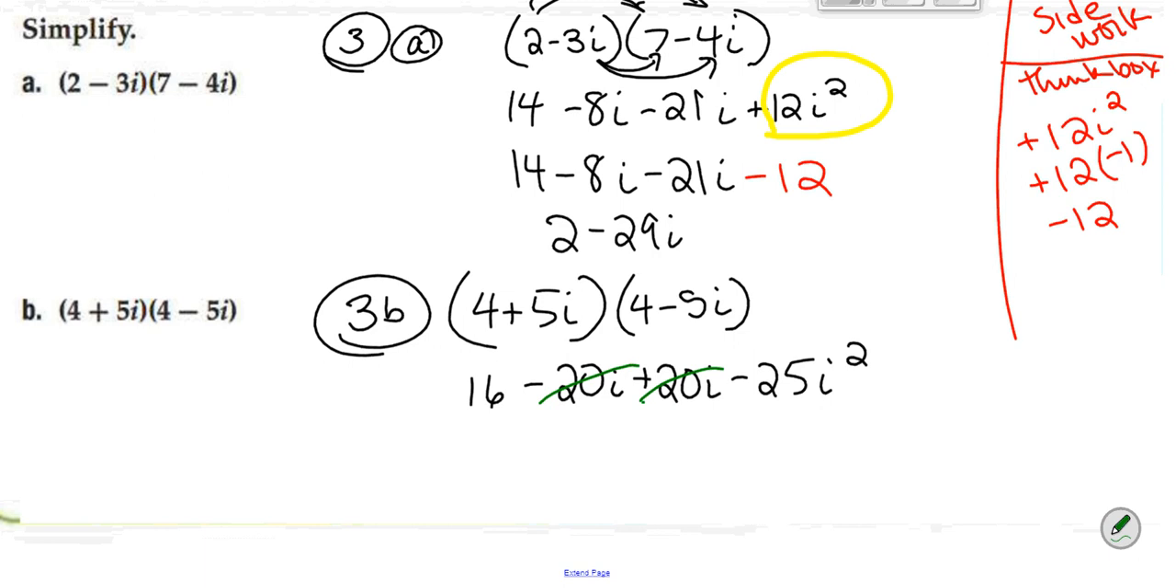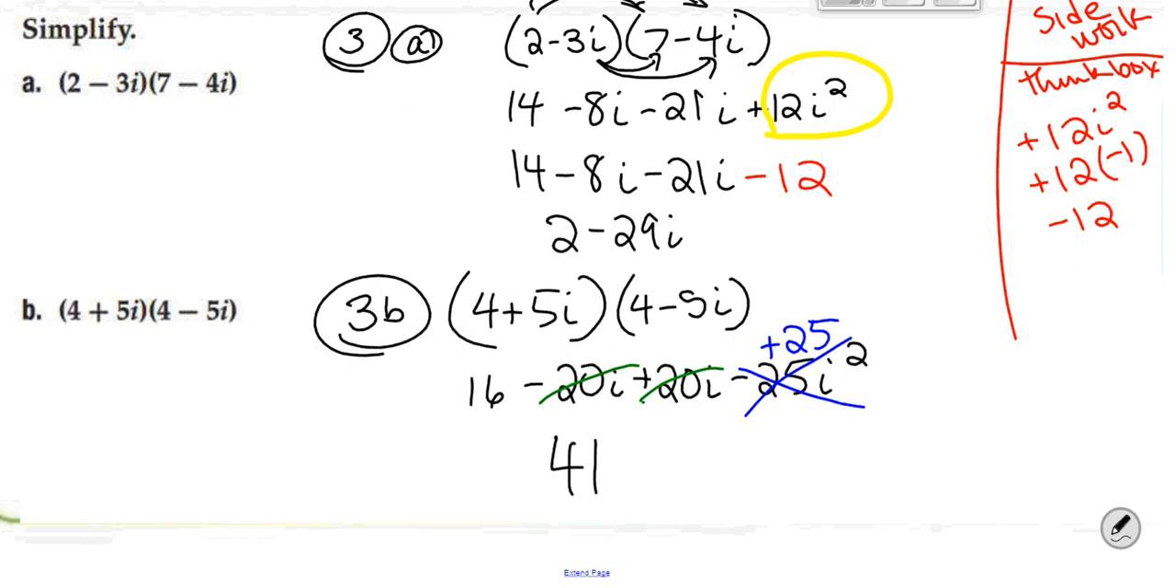And then I'm just going to do my little think box in my head. This is minus 25i squared. i squared is negative 1. So negative 25 times negative 1, I'm just going to cross it out and say it's plus 25. 16 plus 25 is 41, and that is done then also.